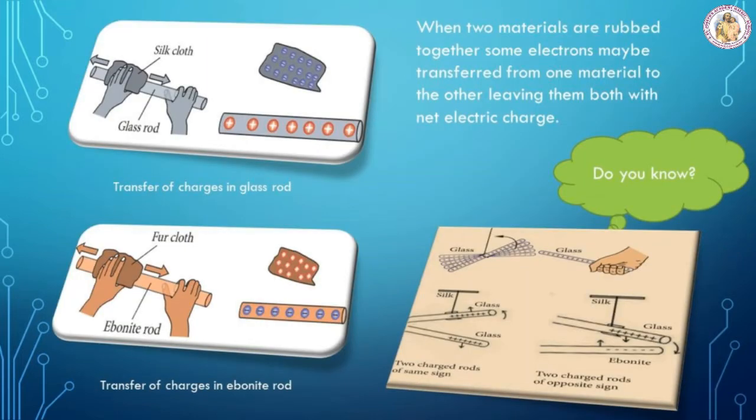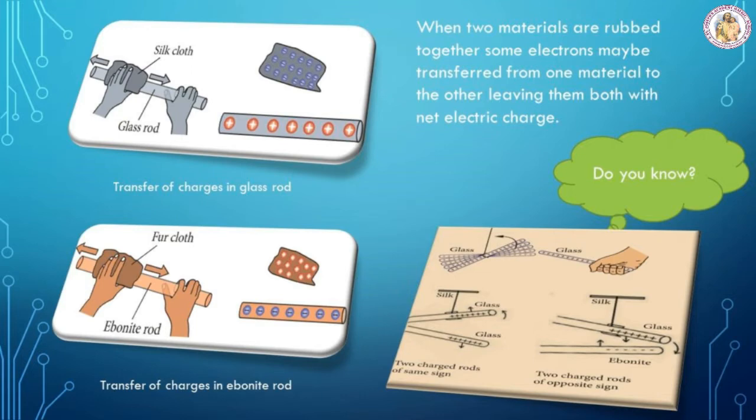Similar effect can be seen when we rub few materials with one another. When a glass rod is rubbed with a silk cloth, the free electrons in the glass rod are transferred to silk cloth. It is because the free electrons in the glass rod are less tightly bound as compared to that in silk cloth.